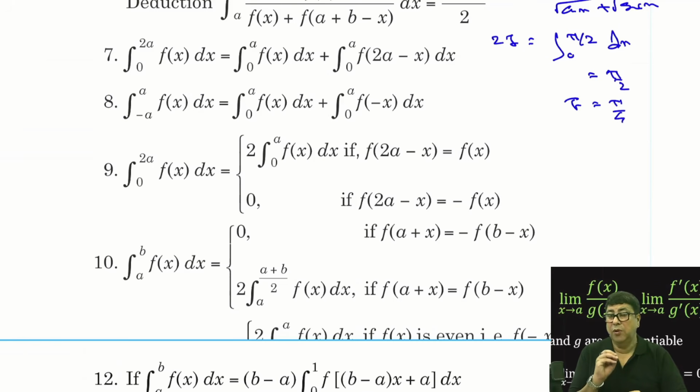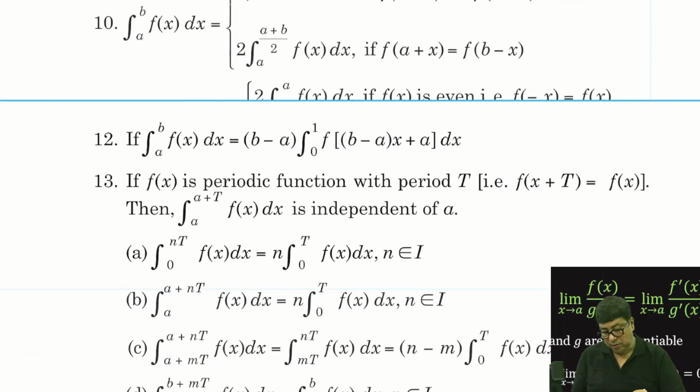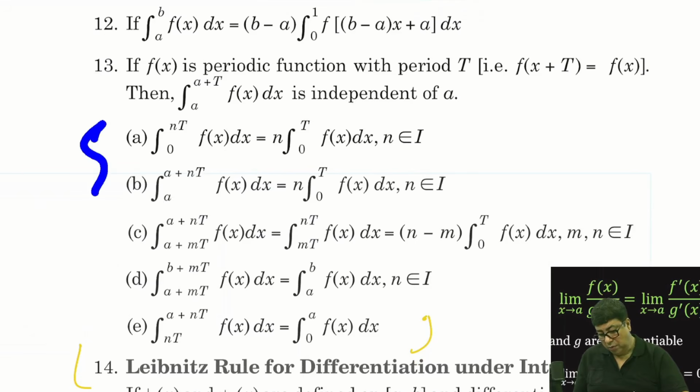Okay, you have to revise like this, you have to prepare like this, whatever I am telling you. I am telling not for myself, I am telling for you only. So remember like this. And these are the important periodic properties.